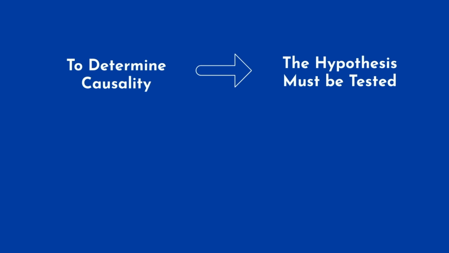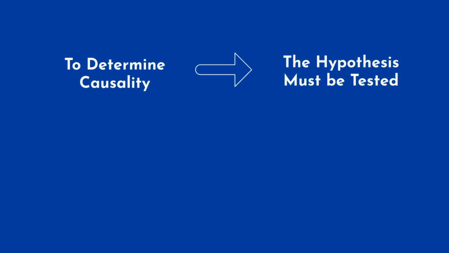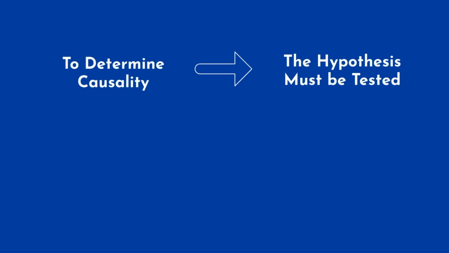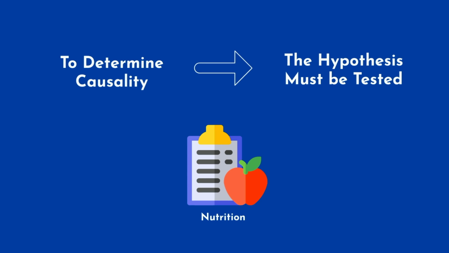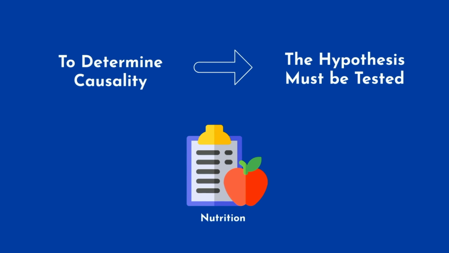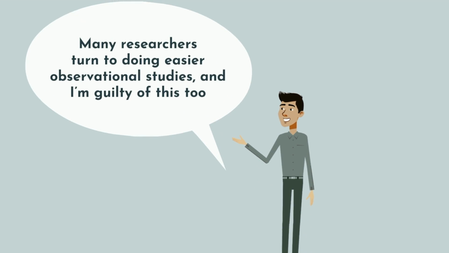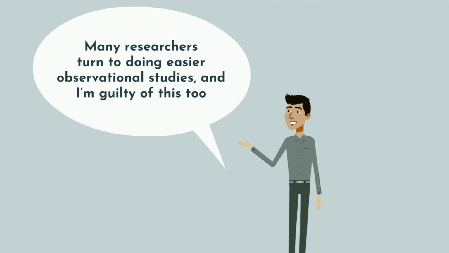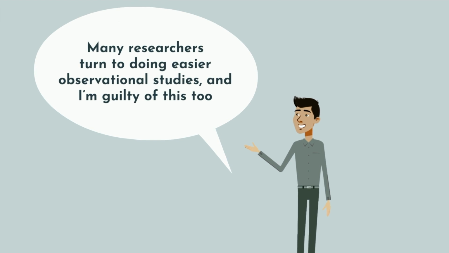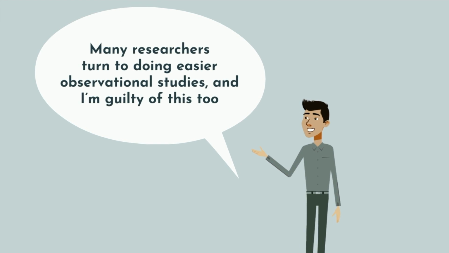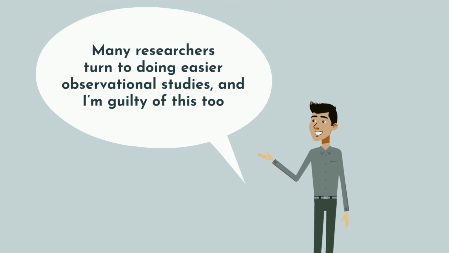To determine causality, meaning if some cause results in an effect, like whether or not red meat causes cancer, the hypothesis must be adequately tested. This is the part that is most commonly overlooked, particularly in disciplines such as nutrition, because doing experiments necessary to establish causality presents several obstacles. For this reason, many researchers turn to doing easier observational studies, and I'm guilty of this too, but the problem is that most of these don't get us closer to the truth.